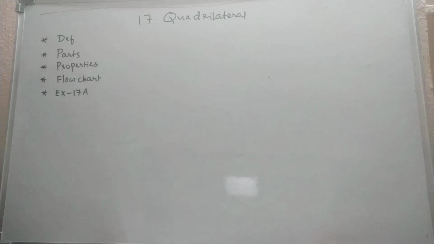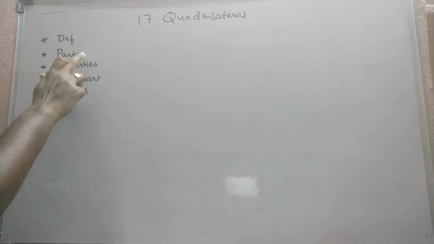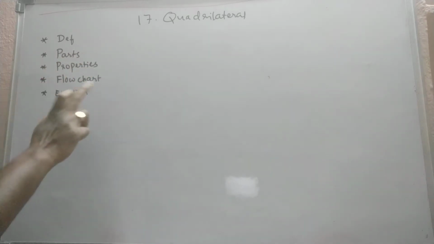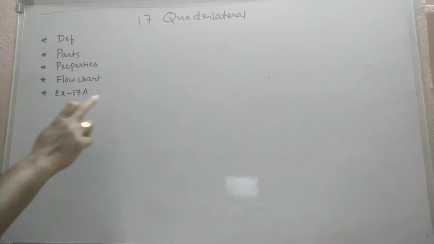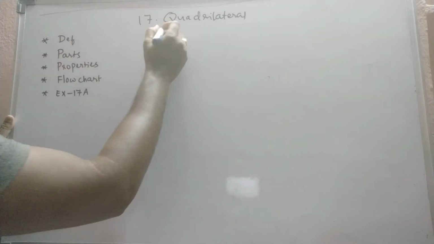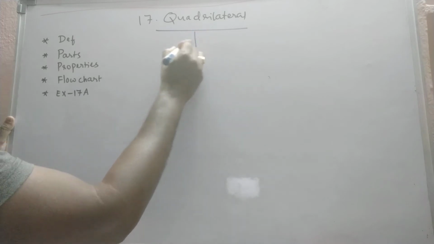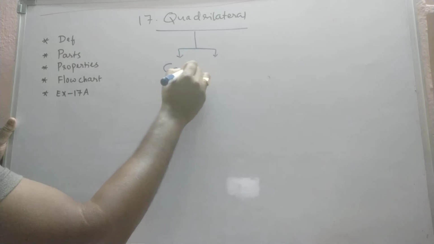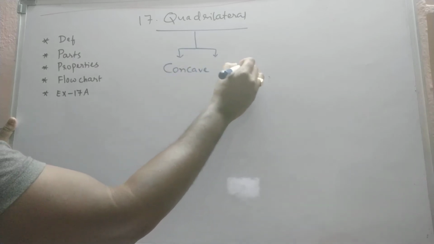Hi students, today ICSE class 8 maths chapter 17 quadrilaterals is our topic. Let us see the definition, parts of a quadrilateral and the basic properties, and a flow chart of how many types of quadrilaterals there are, and afterwards we will enter into exercise 17A. Basically, there are two types of quadrilaterals: concave and convex.